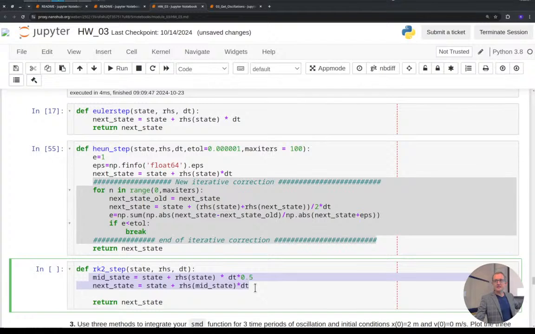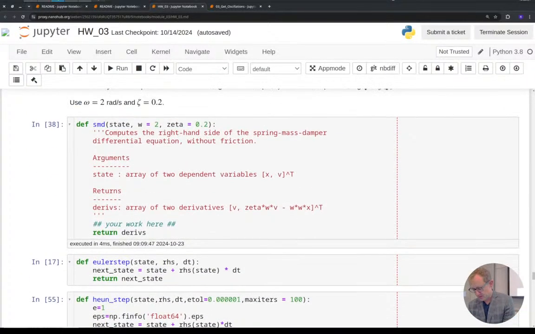again, the same exact formula as Euler. The only difference is now we also create something called a mid state, and there's higher order Runge-Kutta methods that use more mid states. But we're taking right hand side times time step times 1/2, as if we're taking a half step into the next time, and then use that to recalculate a new derivative there. So we have these 3 different methods. Let's see how they solve our spring mass damper solution.